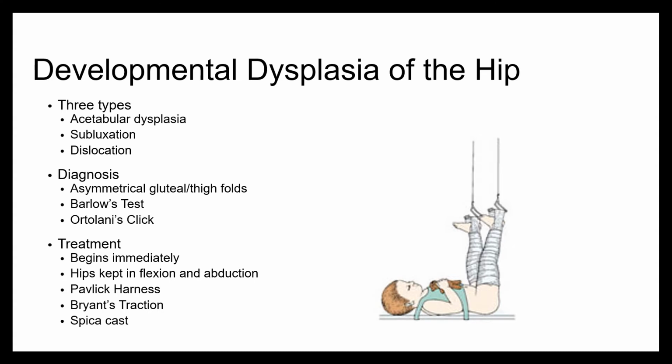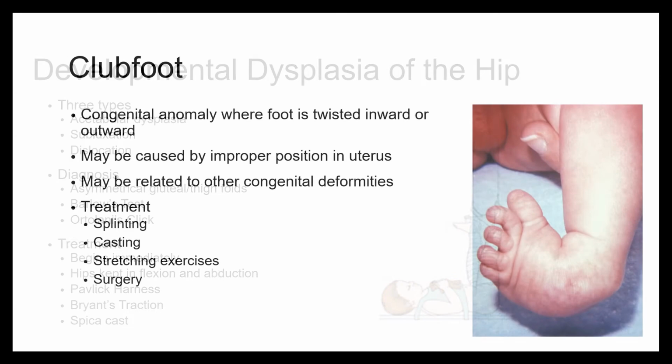The surgical correction of hip dysplasia, if that's needed, is usually not done until after 6 months of age. Surgical correction would involve a closed reduction and placement of a spica cast. Spica casts are usually going to be in place for about 3 to 6 months. And just like the Pavlik harness, a spica cast would keep the legs in a frog-like position. Just another note about Bryant's traction, this is also used for fractures of the femoral shaft in children.